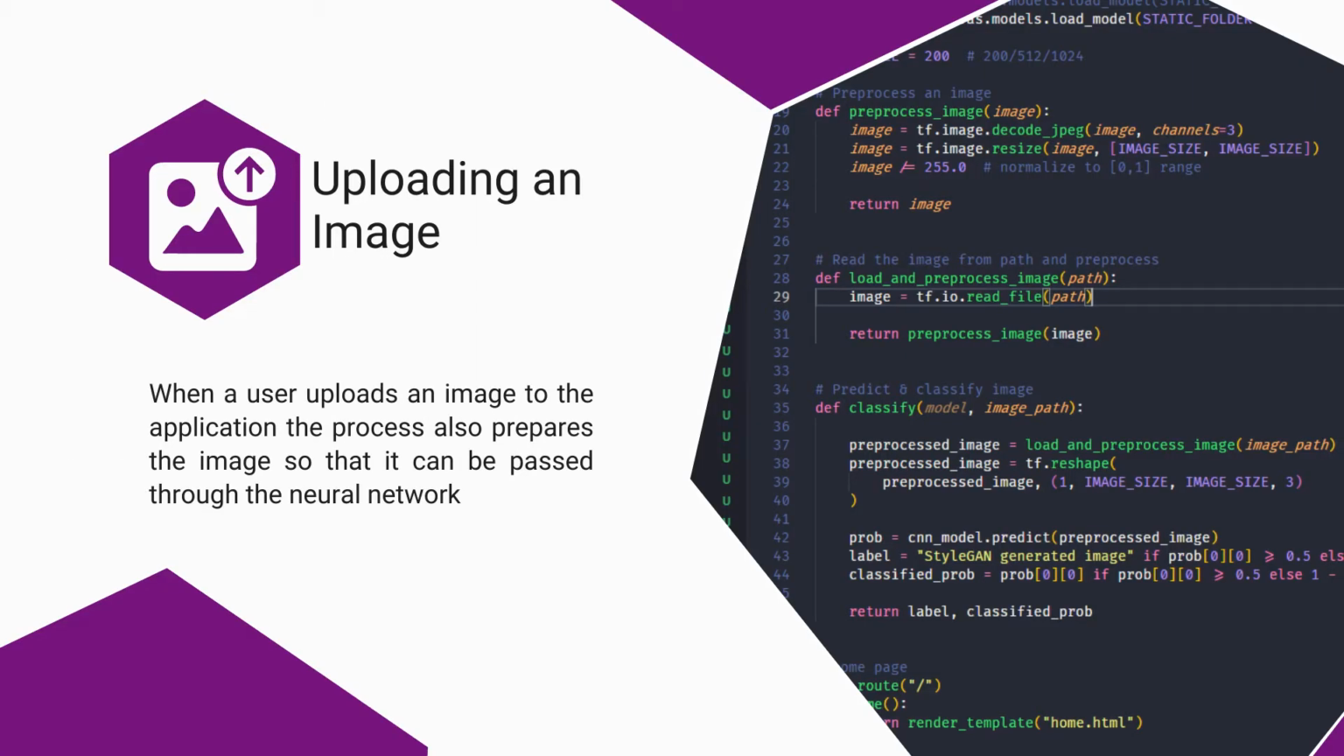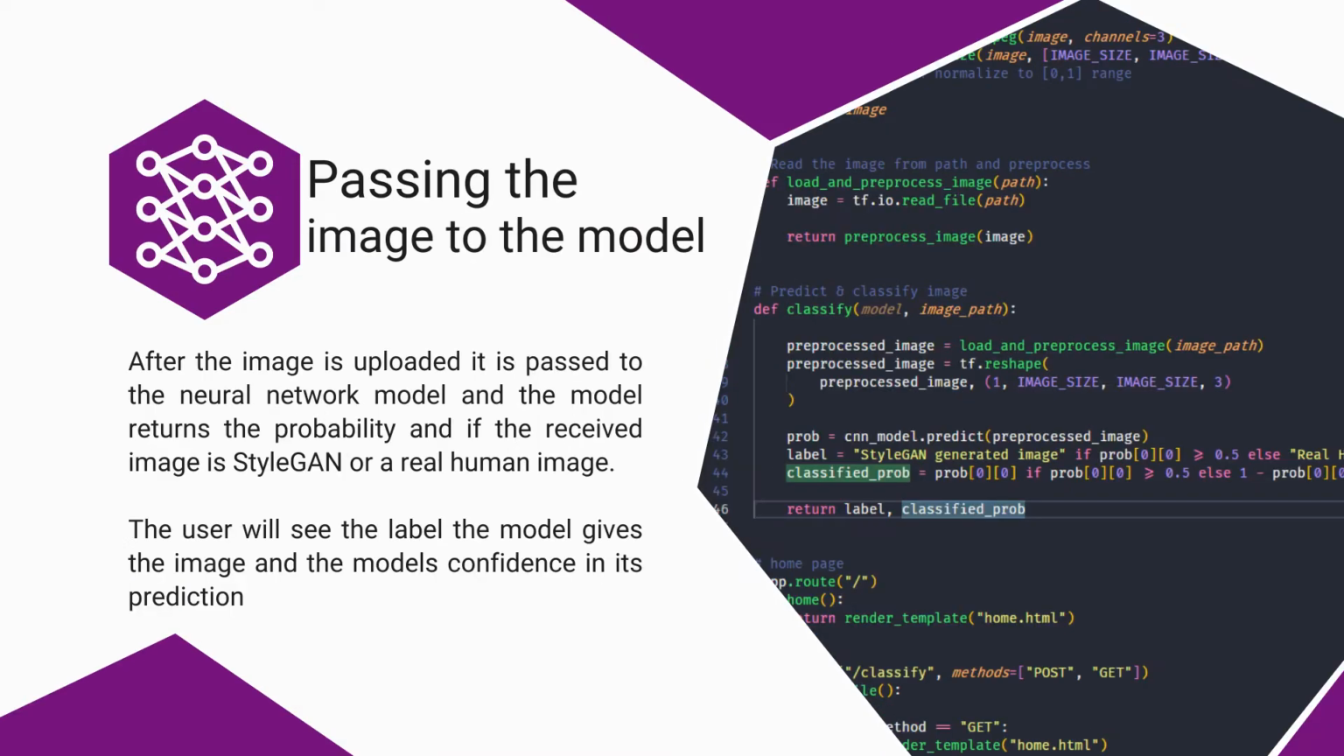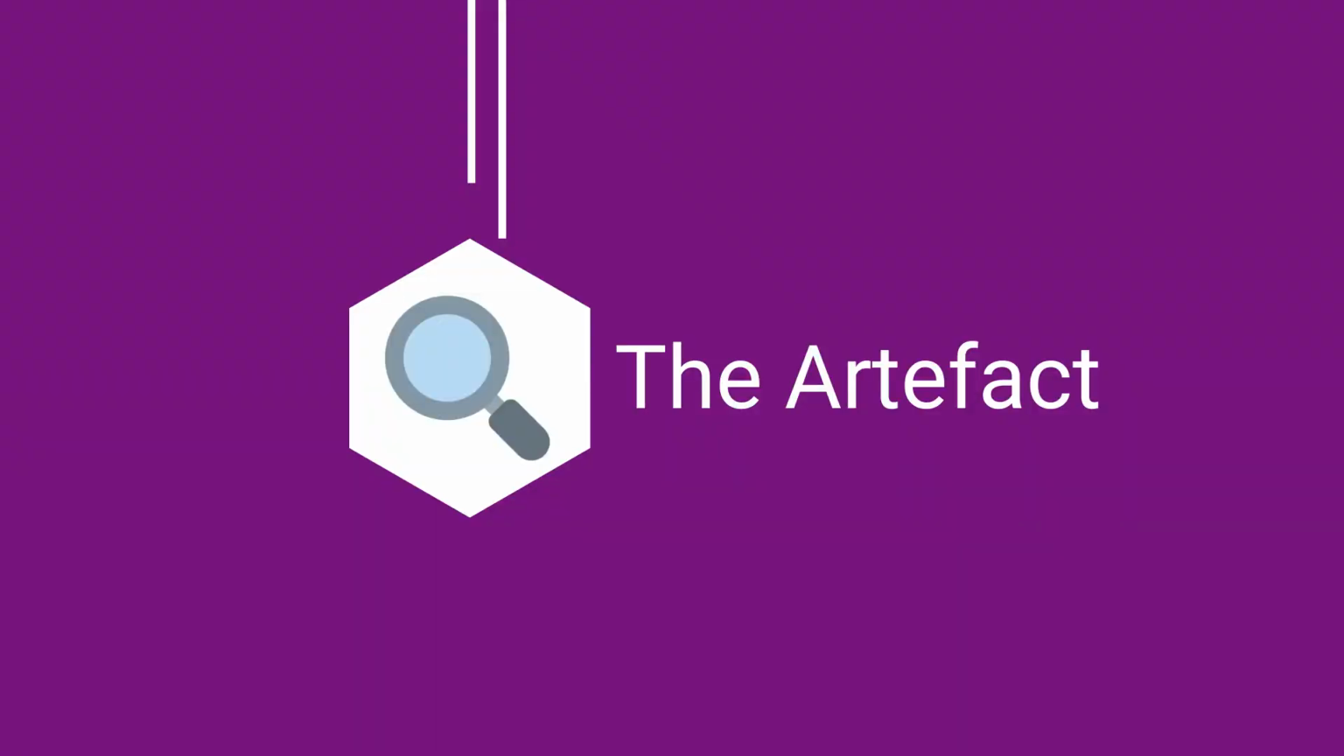When a user uploads an image to the application, the process also prepares the image so that it can be passed through the neural network. After the image is uploaded, it is passed to the neural network model, and the model returns the probability and whether the received image is a StyleGAN or real human image. The user will see the label the model gives the image and the model's confidence in its prediction. Now I will demonstrate the working artifact that was created based on all the information in the video.